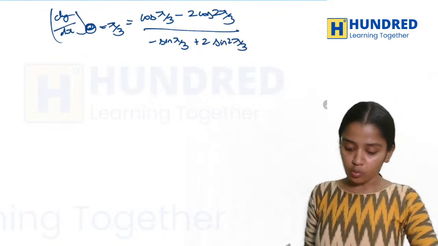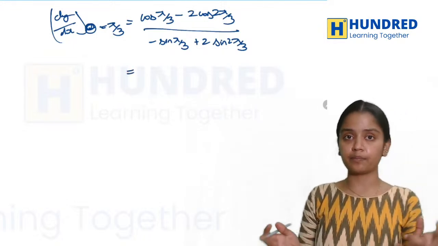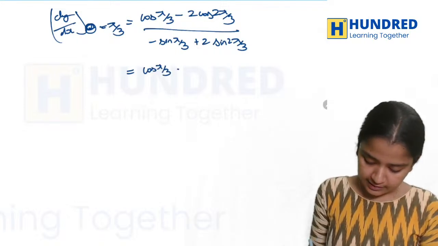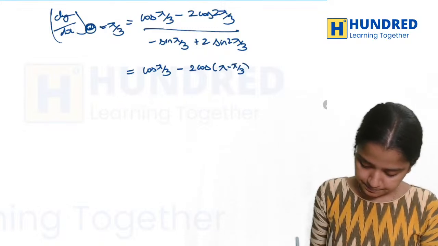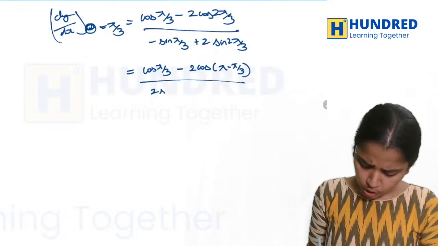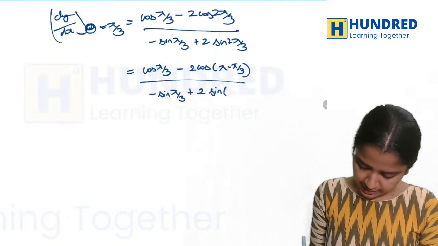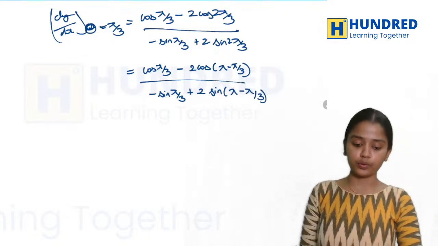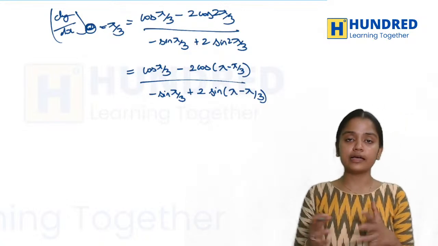Now what happens? Here I have to do it, and since 2 pi by 3 can't be evaluated directly, I have to split it. So cos pi by 3 minus 2 into cos of pi minus pi by 3, divided by minus sin pi by 3 plus 2 sin of pi minus pi by 3. This is how I'm going to do it. Now, in the second quadrant, what do I get?